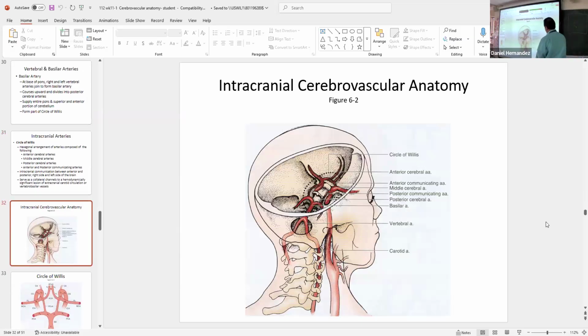So this is just showing both the vertebral arteries and the ICAs overlaid as they enter into the skull and then form the circle of Willis.